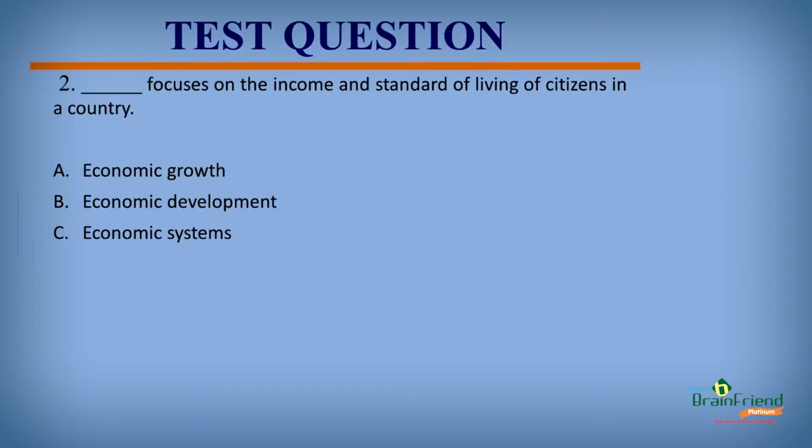Question 2. Dash focuses on the income and standard of living of citizens in a country. Option A, economic growth. Option B, economic development. Or option C, economic systems. The right answer to this question is option B, economic development.